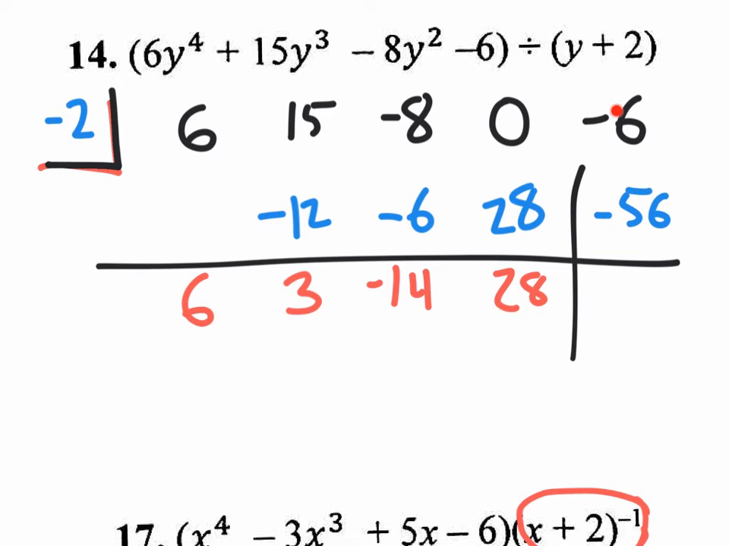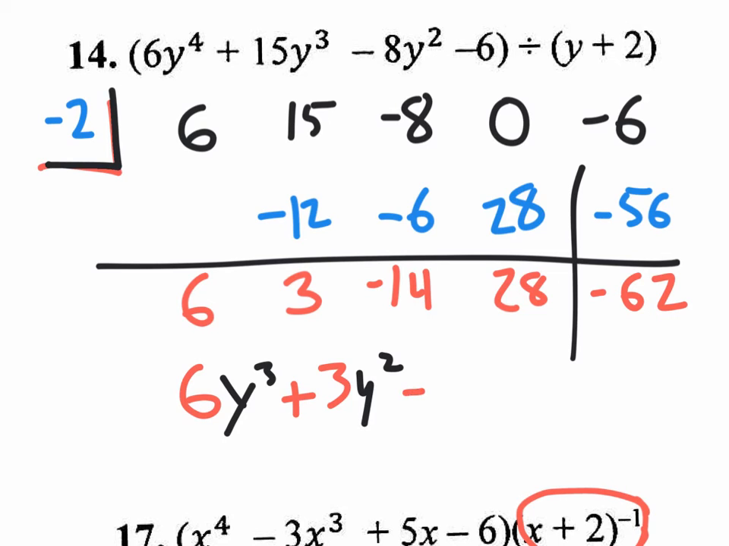When I combine negative 6 and negative 56, negative 62. Now this is our answer, guys. All we got to do is throw in our variables with powers on there. So we're going to have 6y to the third plus 3y to the second minus 14y plus 28. And then at the very end, we need to put that remainder.